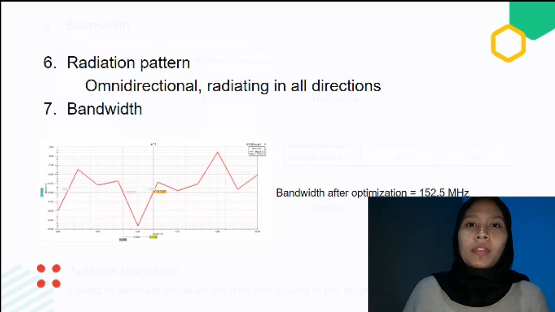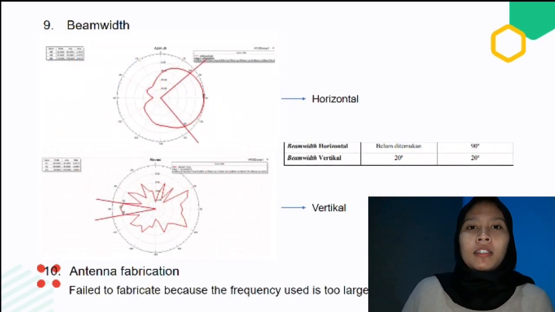152.5 MHz. For beam width, the top image is horizontal, the bottom image is vertical. For beam width horizontal, before optimization not yet found, and after optimization equal to 90 degrees. For beam width vertical, before optimization equal to 20 degrees and after optimization equal to 20 degrees.